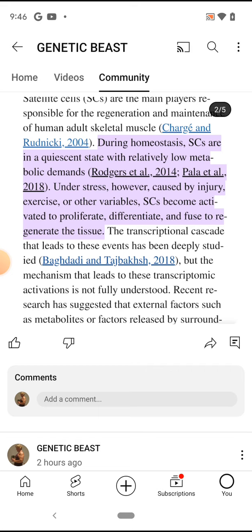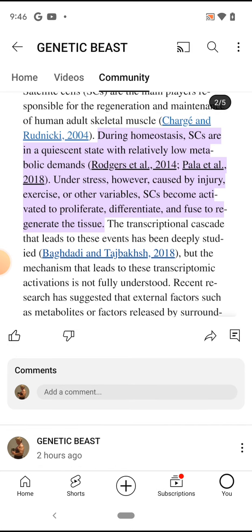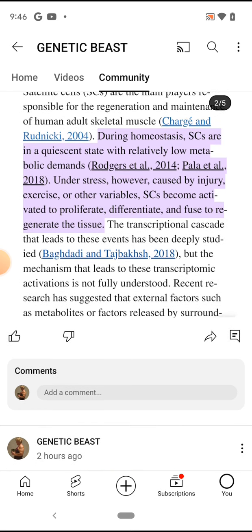But under stress, however, caused by injury, exercise, or other variables, SCs become what? Activated to proliferate, differentiate, and fuse to regenerate the tissue. But sometimes it just proliferates. It doesn't differentiate and it doesn't fuse to regenerate tissue. Depending, if that tissue has been damaged, then it's going to have to regenerate that tissue. That doesn't mean you're growing a muscle. You understand me?